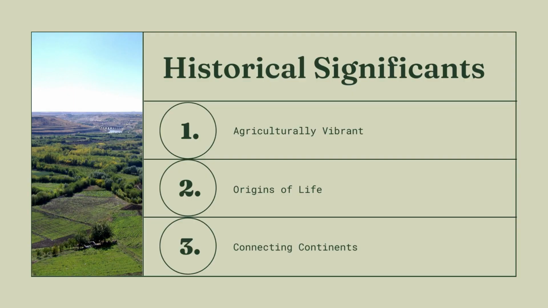Now, what is historically significant about the Fertile Crescent? Well, it's agriculturally vibrant. Again, you don't think about the Middle East and the ancient Near East being an area that is agriculturally vibrant, but this area actually is. Origins of life. It is thought, and your Old Testament text will tell you that this is the area in which life sprang forth from. So the Garden of Eden was in this area, the area of the Fertile Crescent, where four rivers came together, two of those rivers being the Tigris and Euphrates, and we'll talk about them shortly.